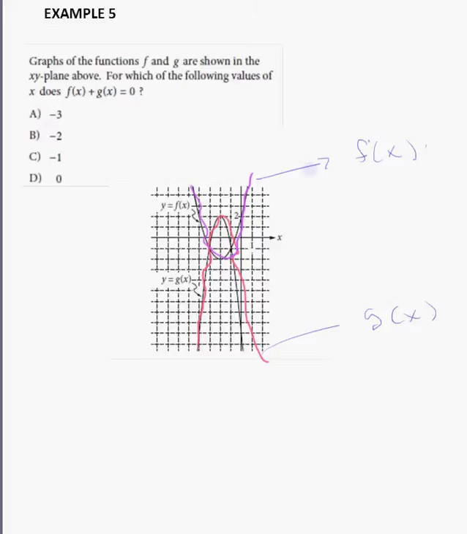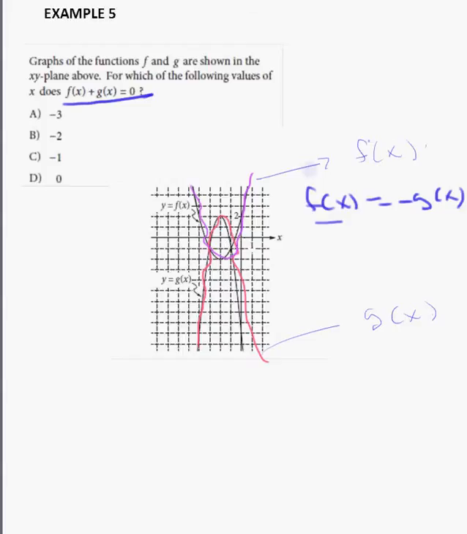right? So the question is asking us for what value of x does f of x plus g of x equal 0. That means when I add the two functions for a particular value of x, they will sum to 0. That means we can also say that f of x is actually the same as negative g of x. They negate each other. So when one is going up, one is going down.